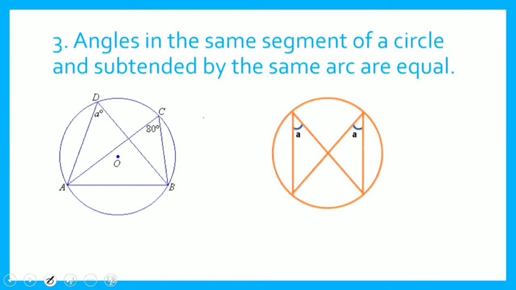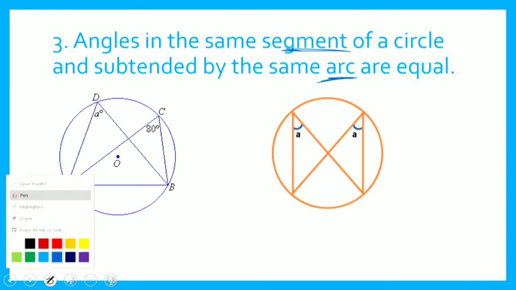Anyway, if at any point I'm moving too slow for you, you just go ahead. If at any point I'm moving too fast for you, you can repeat. Angles in the same segment of a circle and subtended by the same arc are equal.